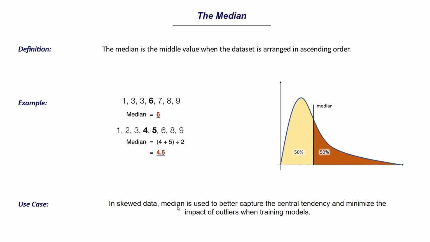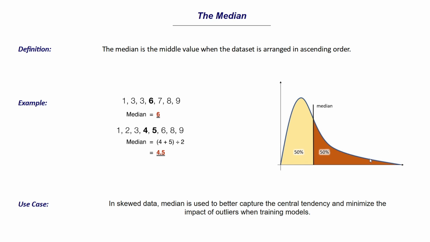So in skewed data, median is used to better capture the central tendency and minimize the impact of outliers when training models. Skewed data is just a representation of this. This means that most of the data is in this particular region. There is very little data towards this right side. So basically the distribution is thin around this particular part.